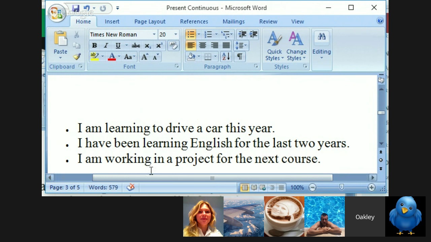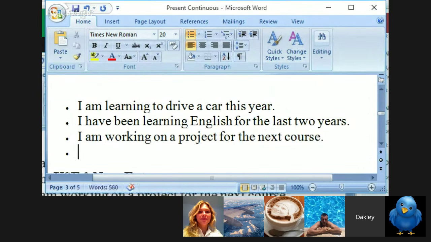One small change, Santiago. You work on a project. You work in a group, but you work on a project. I'm working on a paper. You work on something. But that's the idea of the longer now. Okay, Joel, give me an example of the longer now.